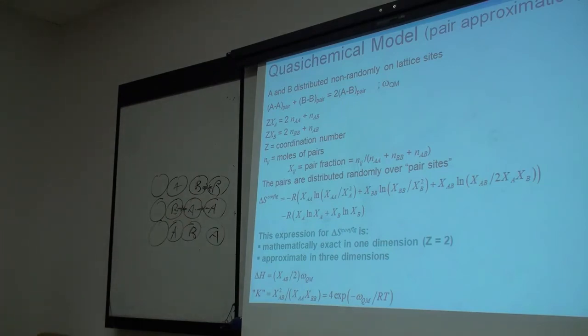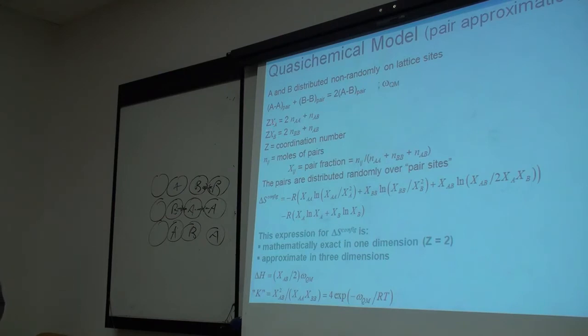2 times. And Z times the number of moles of B is 2 times the number of moles of BB pairs plus the number of moles of AB pairs. This is a quasi-chemical mass balance. It is very similar to the associate model mass balance, but it's a quasi-chemical mass balance.